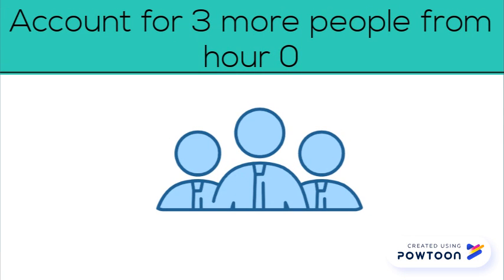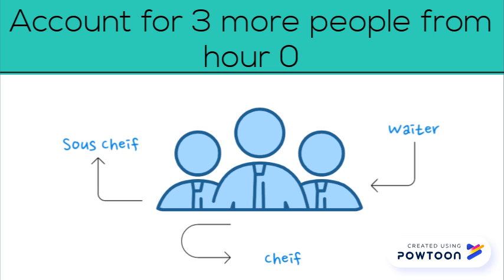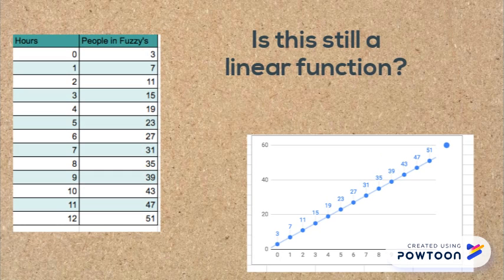We have been counting all the customers, but who's making their food? We totally forgot to account for the people running the restaurant. Oops. Since we didn't see them go in, the 3 of them must have been inside Fuzzy's before we got there. So here's our revised table and the graph for that.